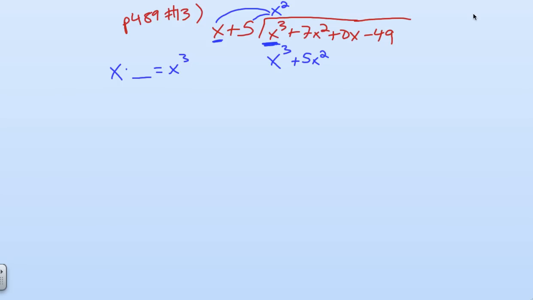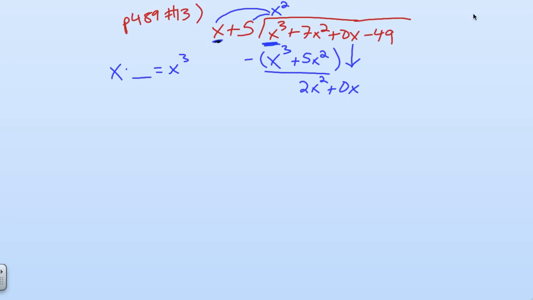And then, just like in regular long division, we're going to subtract. When we subtract x cubed minus x cubed, we get 0. When we subtract 7x squared minus 5x squared, we get 2x squared. All we're going to do now is bring down our next term and then repeat the exact same process over again with the next set of terms.